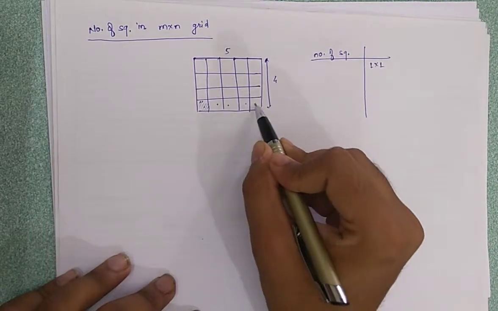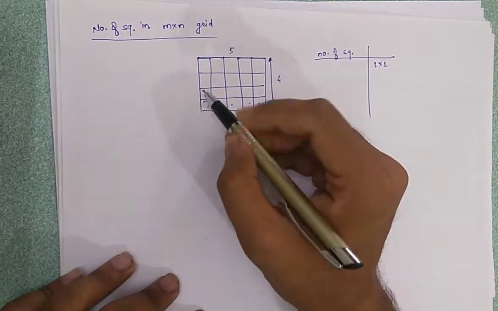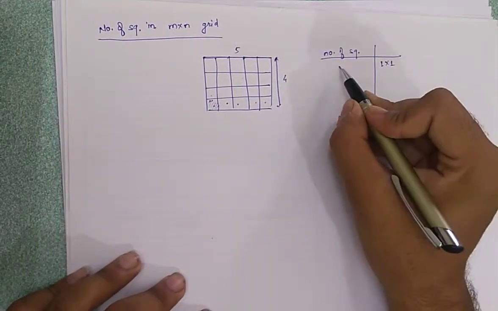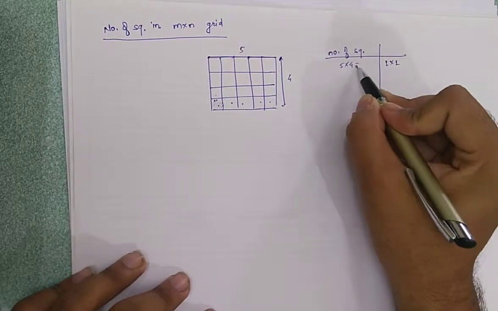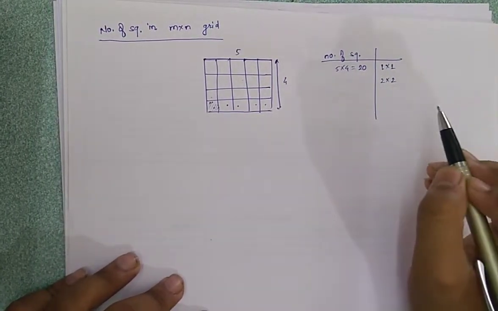1, 2, 3, 4, 5. 5 squares in a row. Number of squares in a column are 1, 2, 3, 4. So 4 into 5, total number of squares are 20.